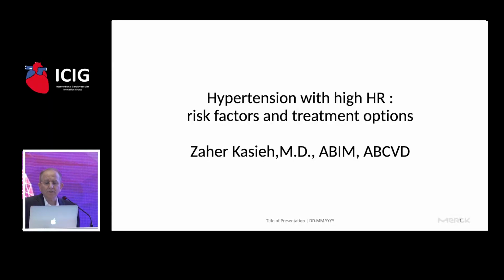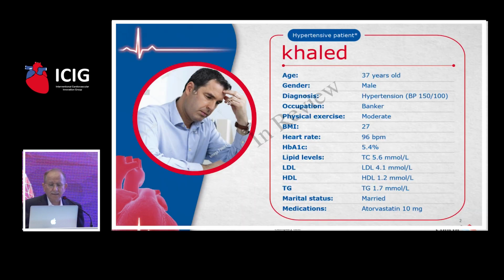This is a typical patient. He's a 37-year-old male with hypertension, blood pressure 150 over 100. He's a banker. He has moderate physical exercise. His BMI is 27. His heart rate is relatively high at 96 beats per minute, and he has an A1C of 5.4. And this is his lipid profile. You can see that he has a high LDL, and this is his HDL, which is quite low. He's married, and he's on atorvastatin 10 milligram.